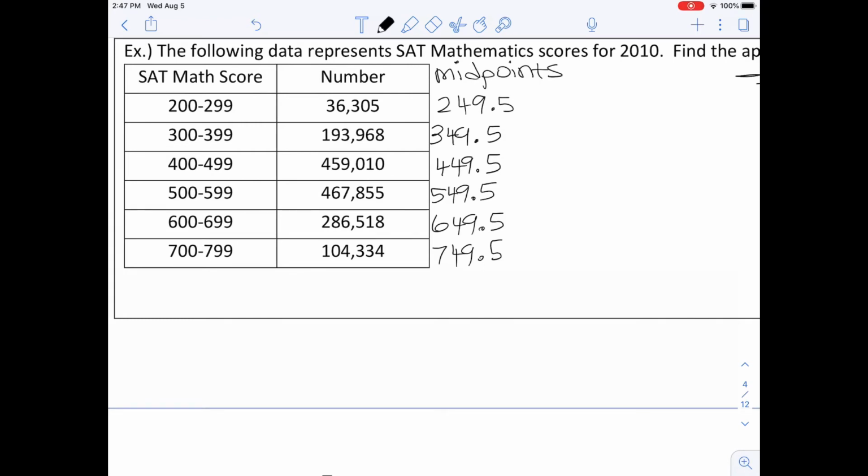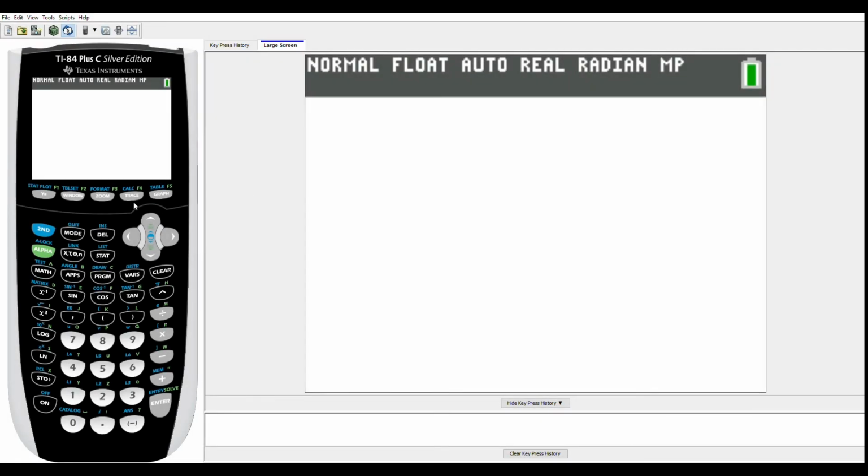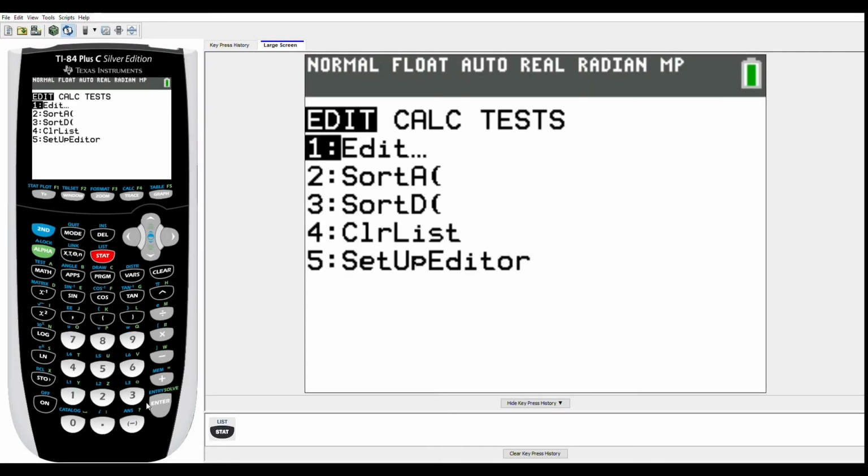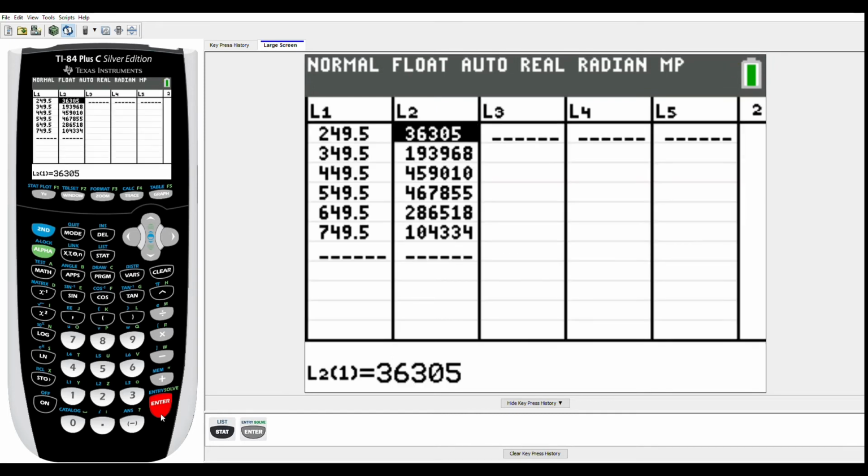So the next thing that we need to do is we need to put our data into our calculator. The midpoints again go into L1. And then your frequency, which for this case is the number of people, is going to go into L2. On your calculator, you're going to go to Stat, to Edit, and enter in the values we have into L1, which is our midpoints, and L2, which is our frequencies.